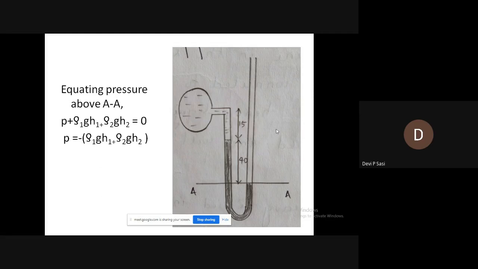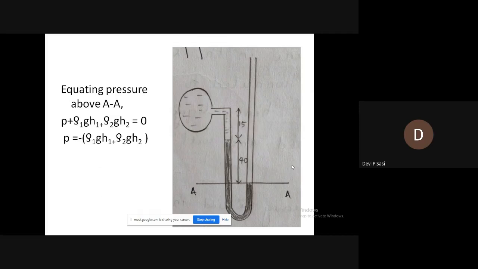Now, find the vacuum pressure in the pipe if the difference of mercury levels in two limbs is 40 centimeter. Vacuum pressure is given. The difference in mercury levels between two limbs is 40 centimeter. So you can draw it easily. That is, it is having vacuum pressure, so it will not contain any liquid above the datum line in the right limb. Since it is vacuum pressure, there will be no presence of liquids inside the right limb.